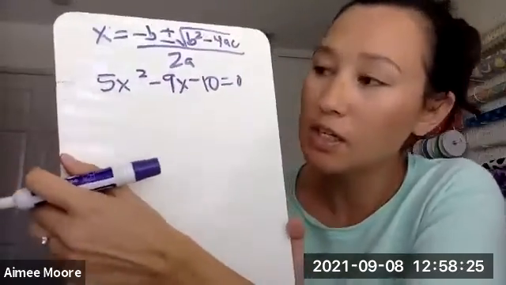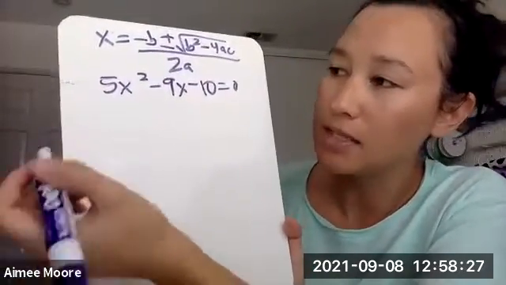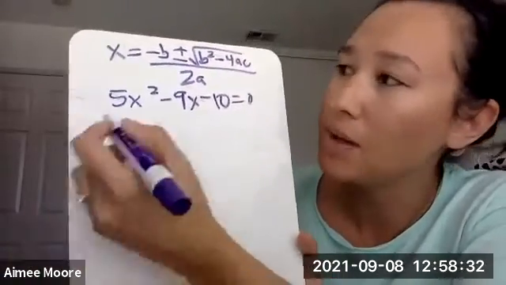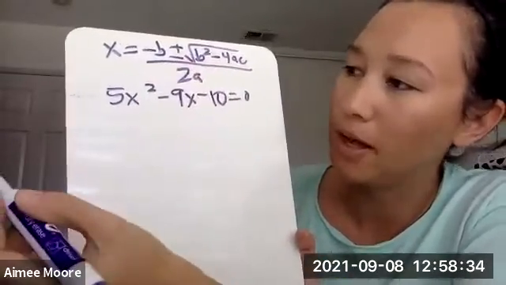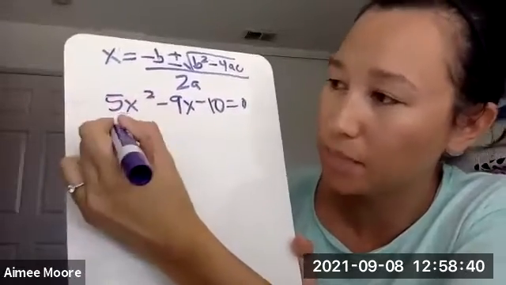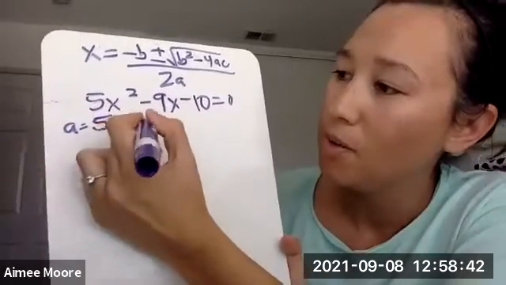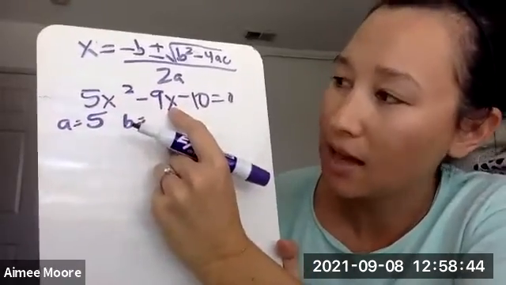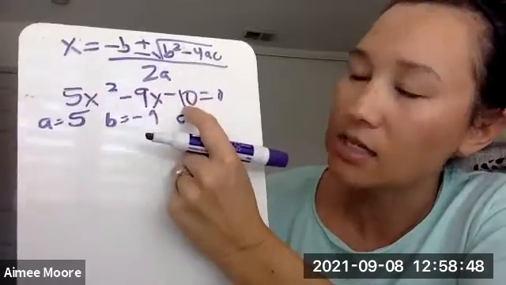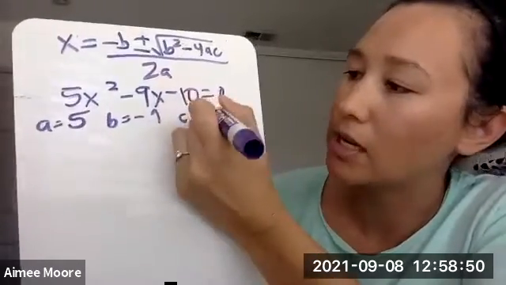So the first thing you need to do is identify a, b, and c, because all we're going to do is substitute those values of a, b, and c into this formula. So a is this term right here in front of x squared, the squared term. So a is 5, b is in front of the x, which is negative 9, and c is just the number itself, which is negative 10.